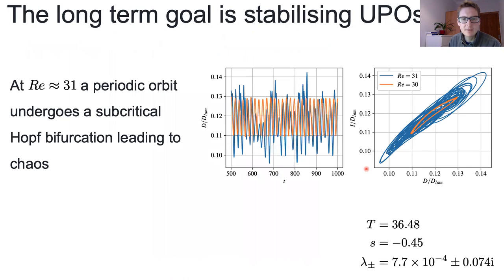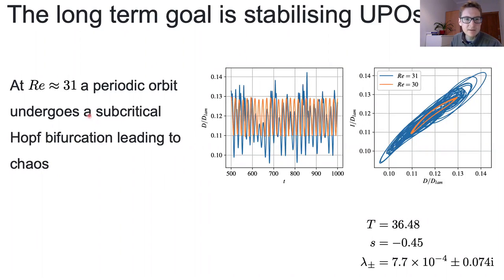So I began the talk by talking about unstable periodic orbits, so I should come back and say something about that before the end. Obviously, the long-term goal is finding something time-dependent and not just these traveling wave solutions, as nice as they are. So what I'm going to show you here is a sort of proof of concept study showing the stabilisation of a UPO.